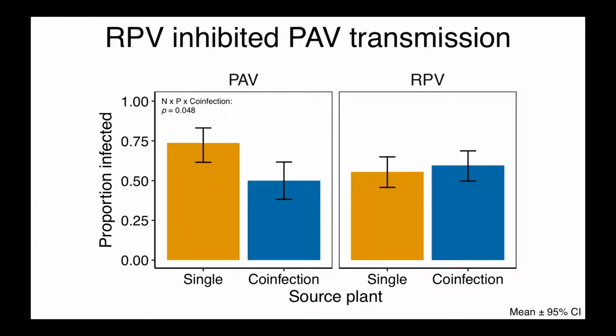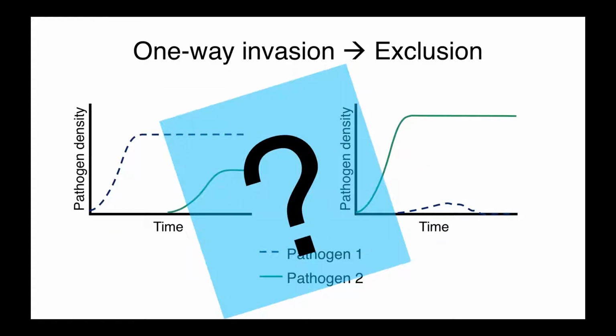This is showing the proportion of infected during those transmission trials. So these are the receiving plants, and it mattered whether the viruses were coming from co-infection or single infection. For RPV, they had the same transmission rate either way. But for PAV, when they were coming from a co-infected plant, it was harder for them to transmit. So even though they're coexisting within a single plant, it's harder to get out. And so that means that potentially at that host population scale, RPV might be able to invade just fine, but PAV coming into a population already infected with RPV, it might be more difficult.